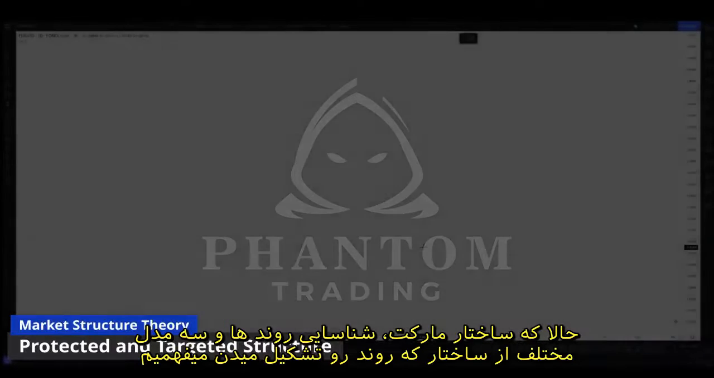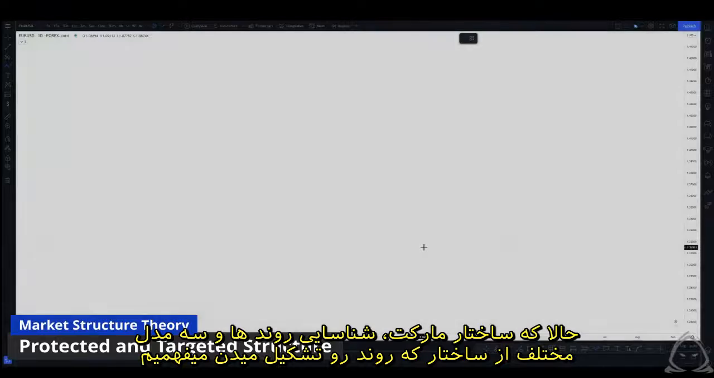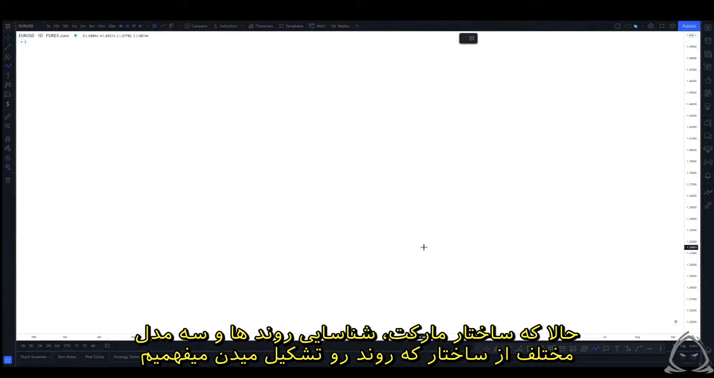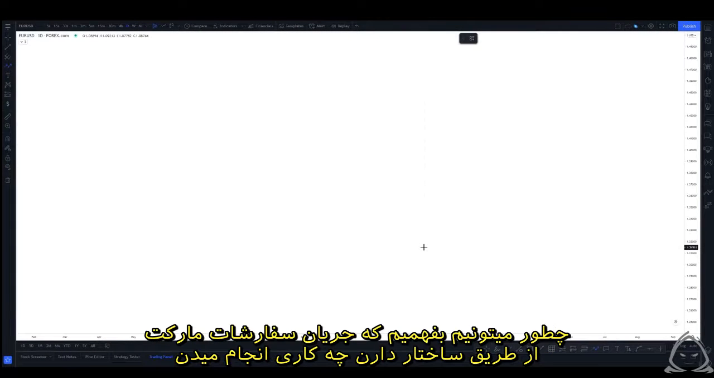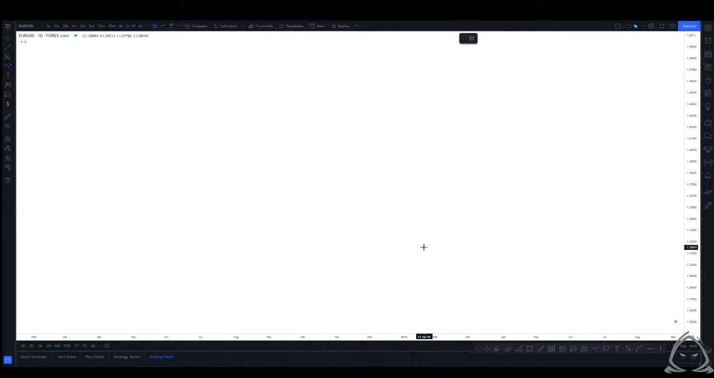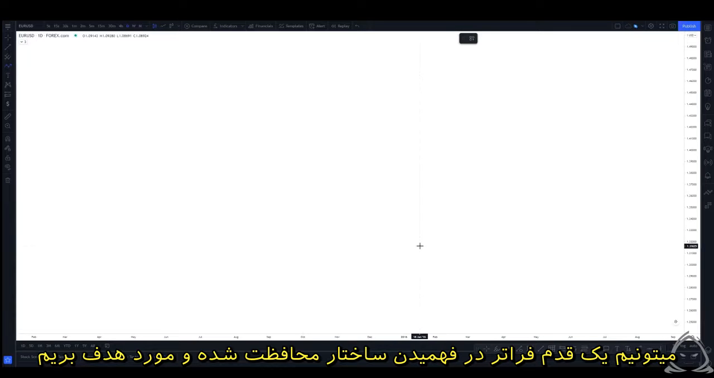Now that we understand market structure, identifying trends, and the 3 different types of structure that make up a trend, and how we can understand what the market is doing in the order flow that it is creating via structure, we can take it a step further in understanding protected and targeted structure.